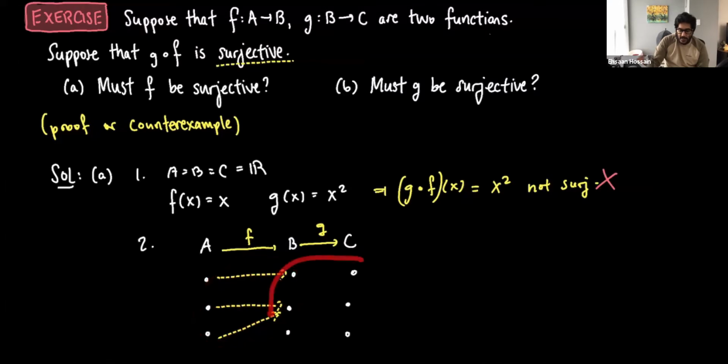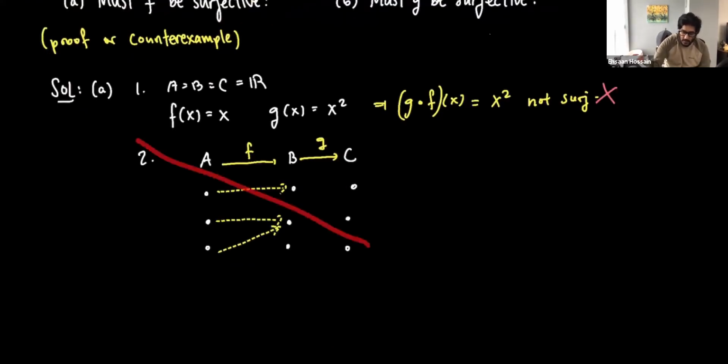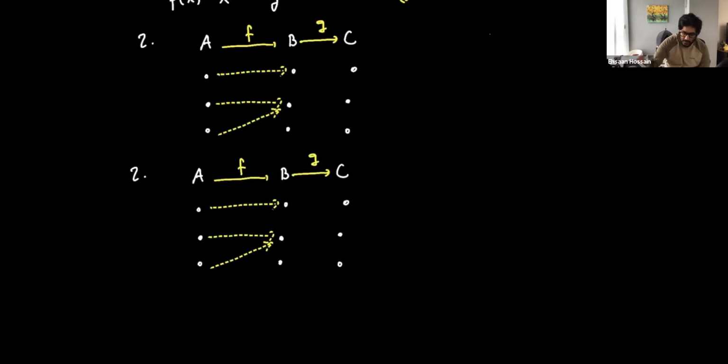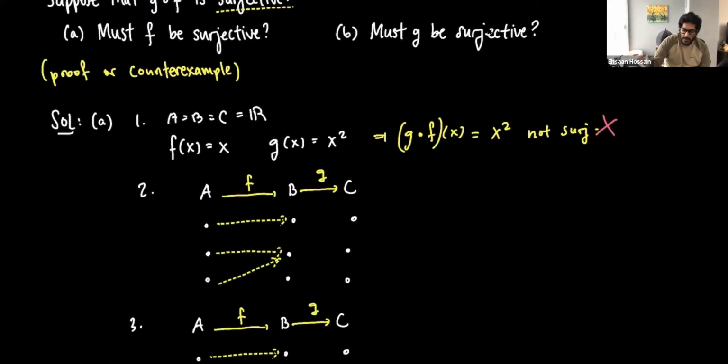Can I define g to make this injective? Ooh, nice. Somebody says make this only have 2 points. Let's try again then with a third example. So here's what I'm looking for, just to be concrete. I'm looking for an example where f is not surjective, but g∘f is surjective.